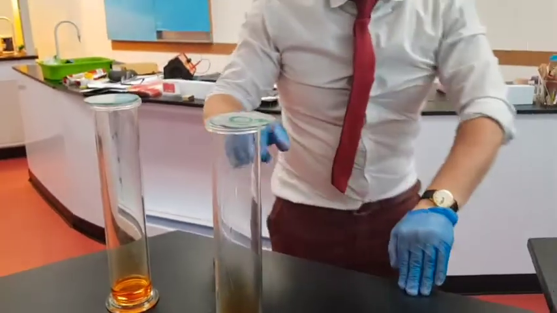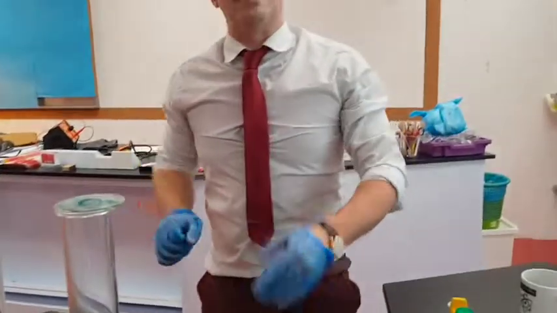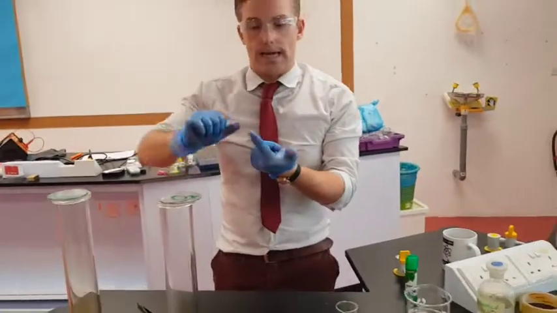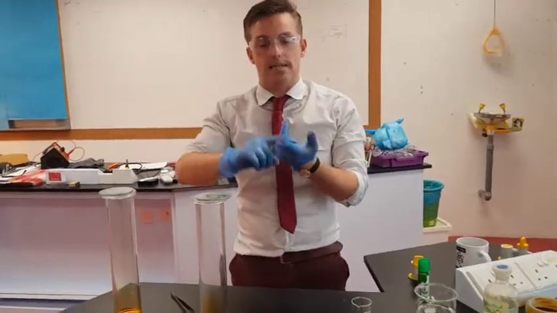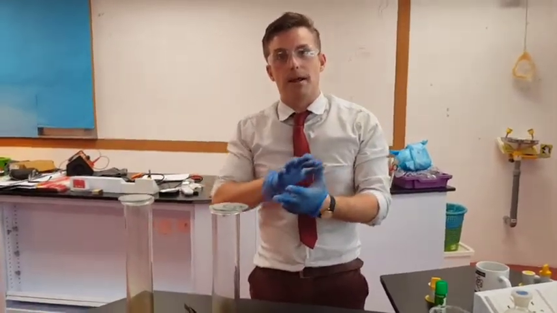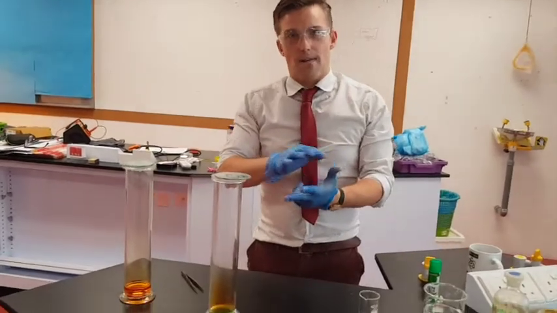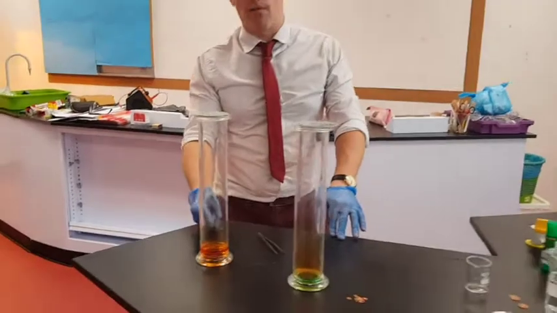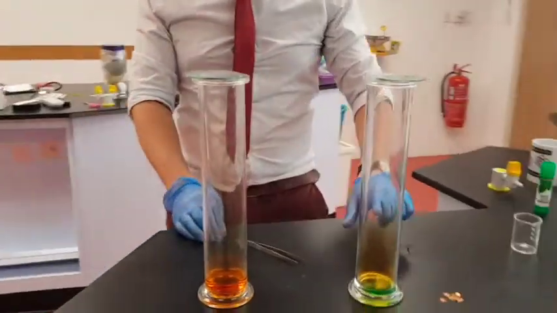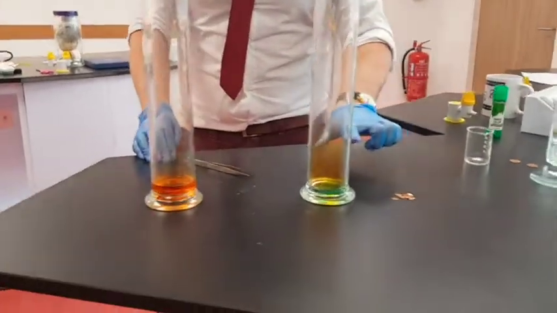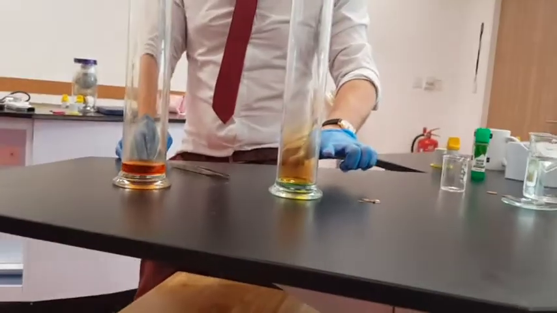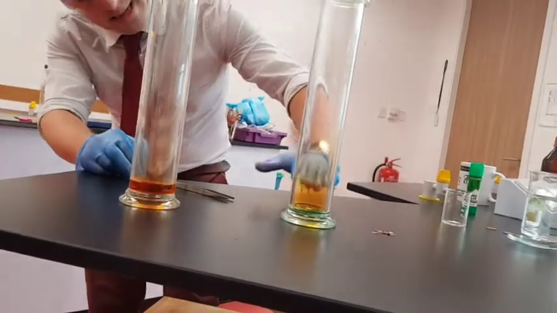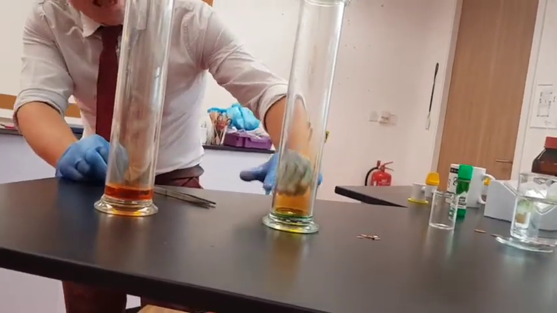Now, nitrogen dioxide has a formula of NO2, which means it has an MR of nitrogen being 14 and two oxygens, each being 16, 32 plus 14, 46. So this bromine with an MR of 160 versus 46 of this one. And you can see the brown gas is now up to about there, and it's spreading out.